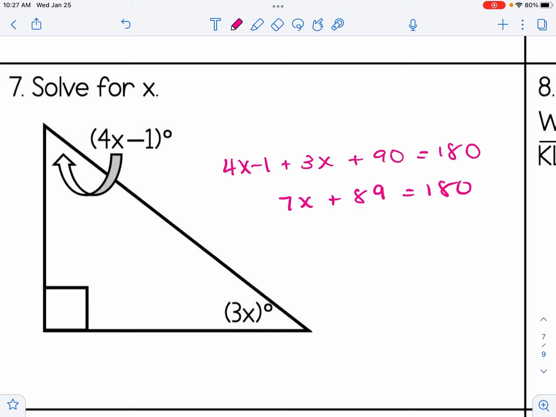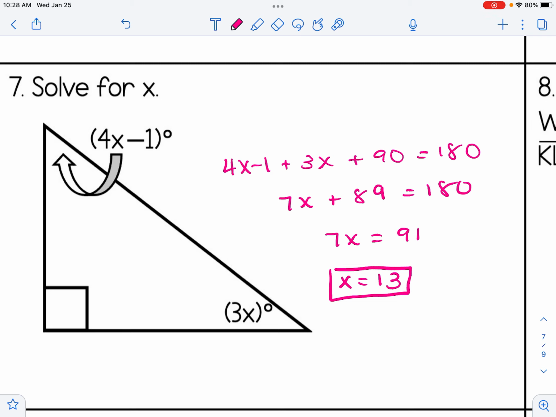And now we're going to work to isolate the variable. So subtracting 89 to the other side, I get 7x is 91. Divide by 7, and x comes out to be 13.